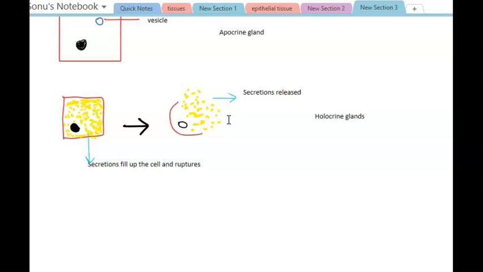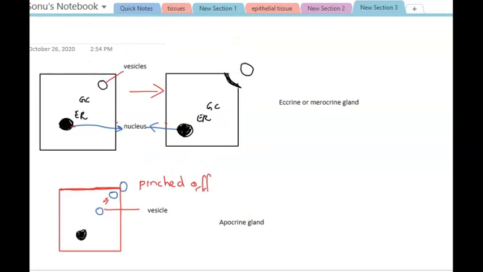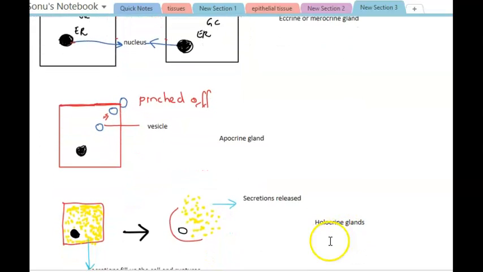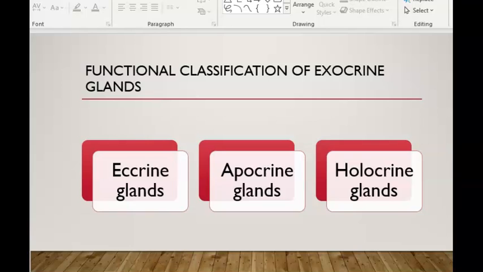So this is about the functional classification of glands: holocrine glands, apocrine glands, and eccrine. Eccrine, they are released by exocytosis. Apocrine means they are pinched off from the cell surface, and holocrine means the secretions, when they fill up, the cells rupture and the secretions are released. So this is all about the classification of epithelium, the surface epithelium and glandular epithelium.